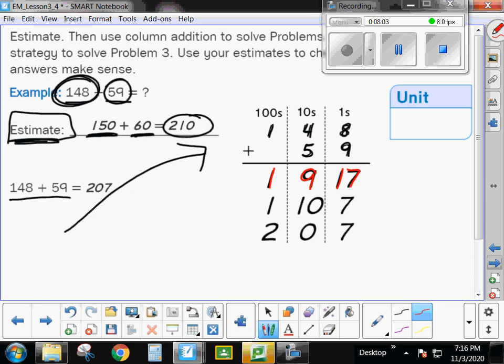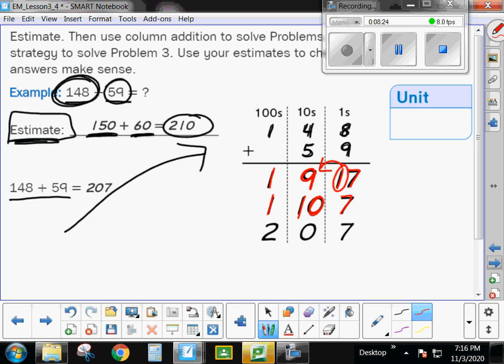Then they had to start doing some trading. In the ones place, there was 17 ones. So remember, 10 of those ones, we can trade it for a 10. So now instead of having 9 tens, we have 10 tens. Go ahead and drop that 7 back down and drop that 100 back down.